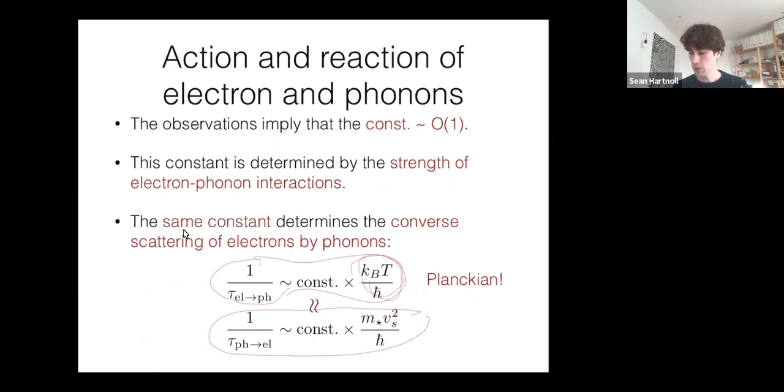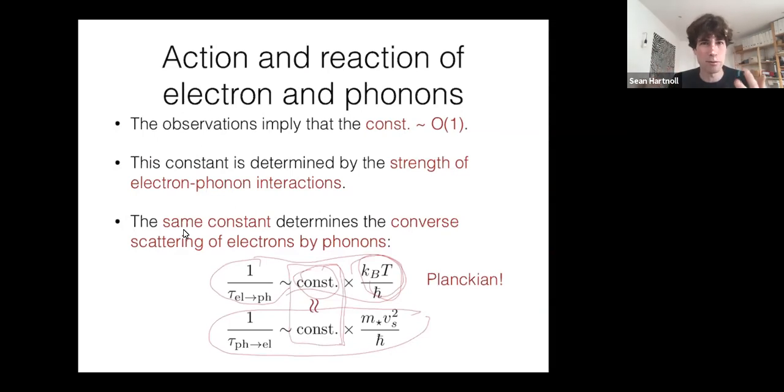And there's also a constant here. It turns out, if you do this calculation, that these two constants are the same order of magnitude. I'm not talking about factors of 2 and stuff, which hopefully is plausible, because the electron is the same electron-phonon coupling. If an electron scatters a phonon or a phonon scatters an electron, it's the same interaction.